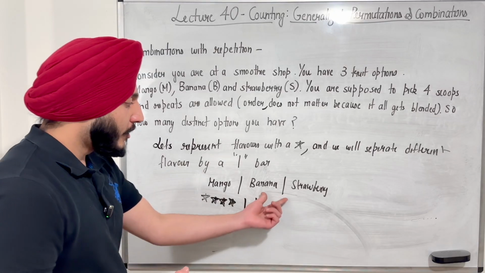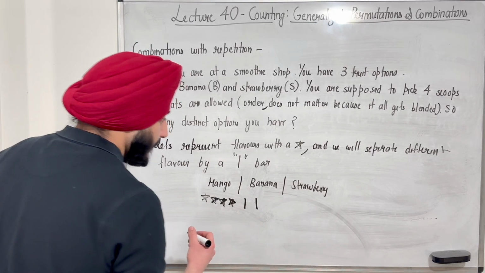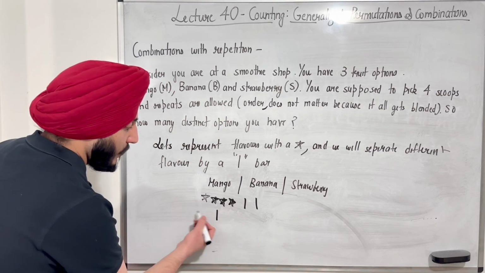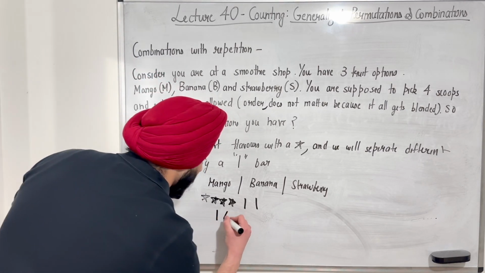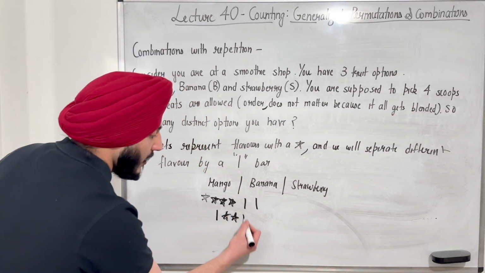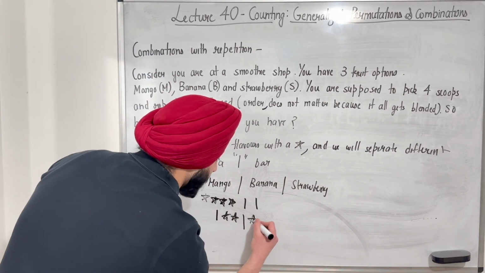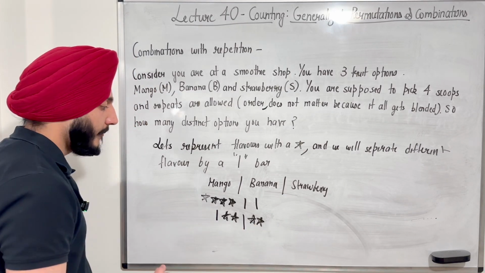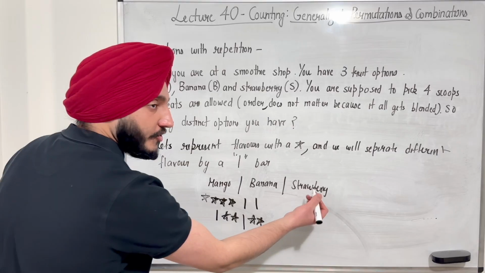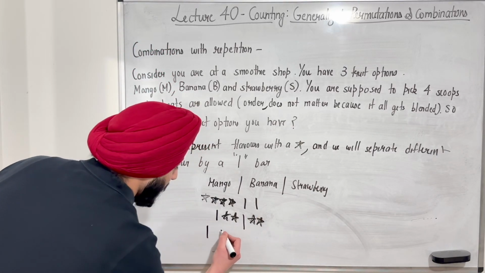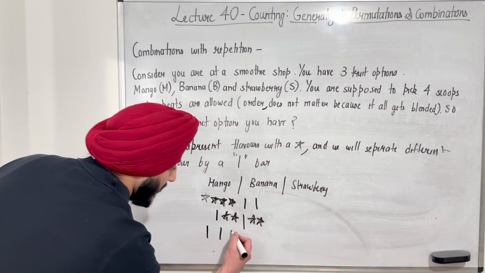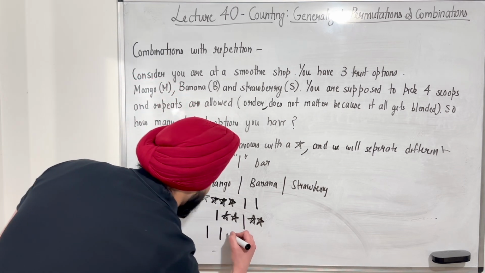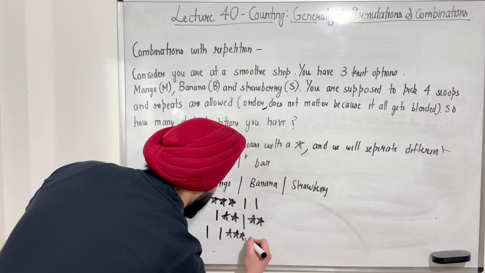Okay, let's say I want 2 bananas and 2 strawberries. In that case, I can put a bar at the beginning, right? Because I don't need any of the mangoes. 2 stars here means I need 2 bananas, and 2 stars at the end. This would mean I need 2 bananas and 2 strawberries, right? Now, let's say I need 4 strawberries. In that case, I don't need any mango, I don't need any banana. So my 4 stars would appear at the end.